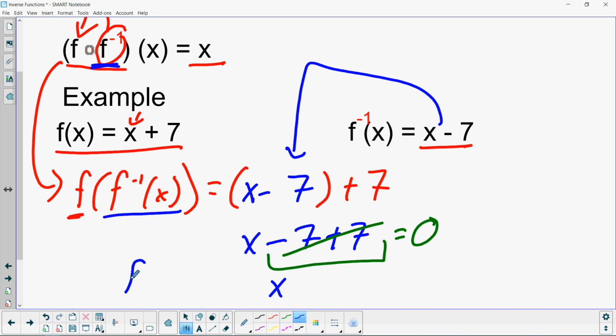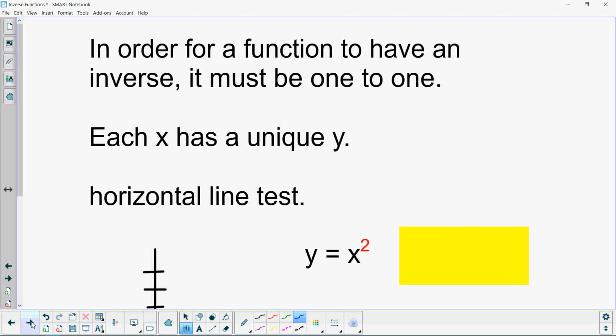Okay, so if you ever do a composite function with a function and its inverse, they'll cancel each other out and just give you x. All right. The last thing we have to talk about today, or I'm sorry, I'm getting ahead of myself. There's 2 more things we have to talk about. The first is, is it allowed to have an inverse? And the second is, how do I get an inverse graph?